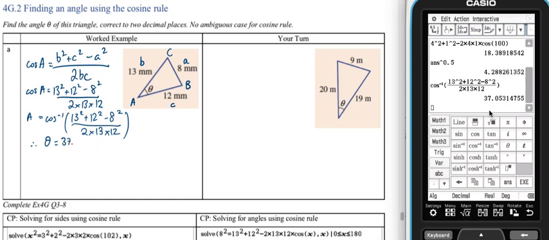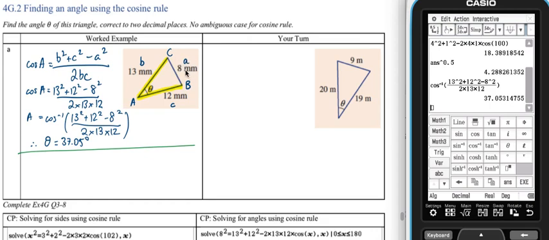This strategy is good for a scientific calculator. If you're using a ClassPad, I'd recommend this way. First step is to go, okay, I know side AC, which is B. I know this angle, and I know side C. Therefore, I can work out A. So I'm just going to use my normal strategy for solving this, and I'm going to pretend like I'm finding A.